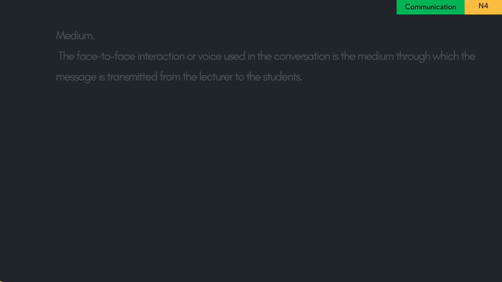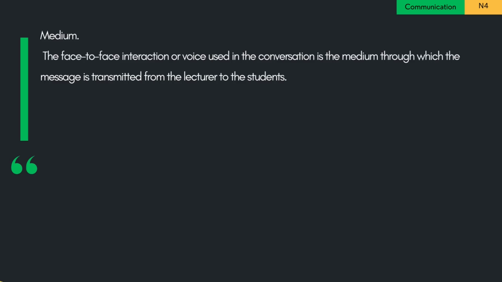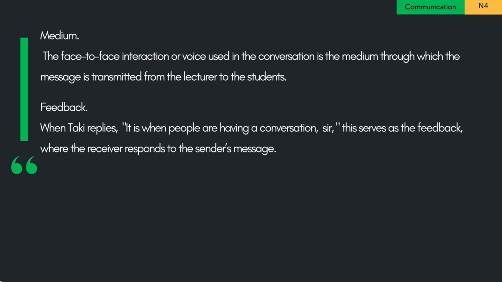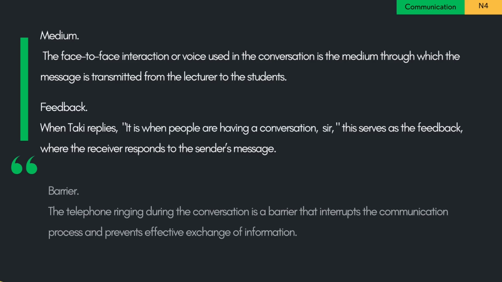process. 3. Medium. The face-to-face interaction, or voice used in the conversation, is the medium through which the message is transmitted from the lecturer to the students. 4. Feedback. When Taki replies, as people are having a conversation, this serves as the feedback, where the receiver responds to the sender's message.